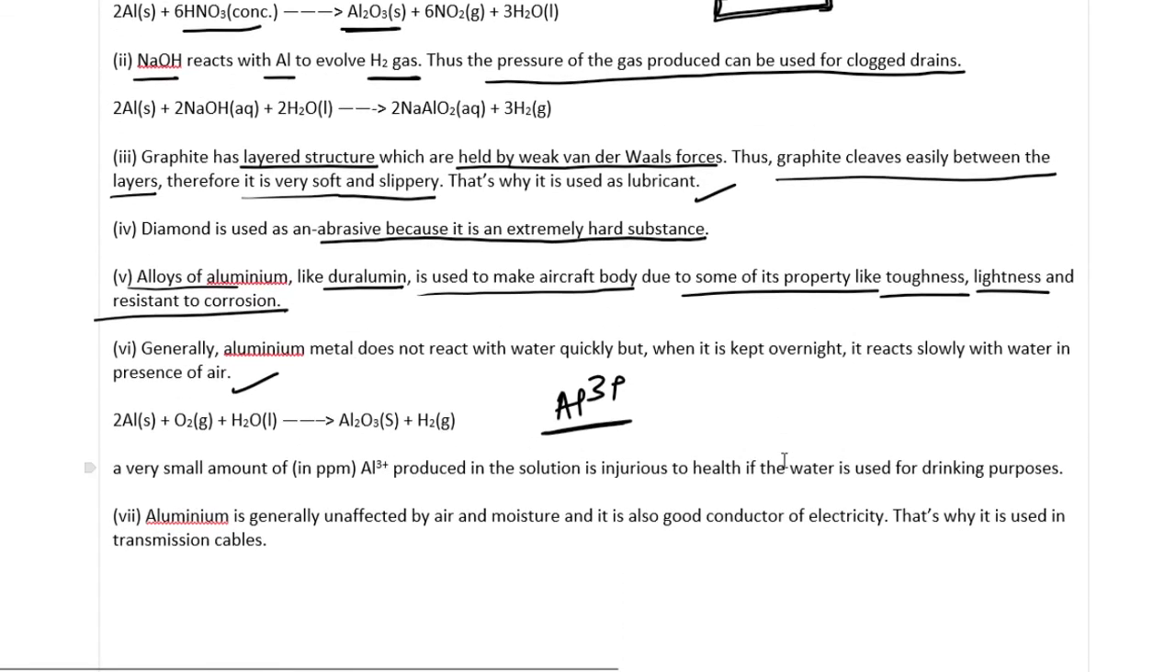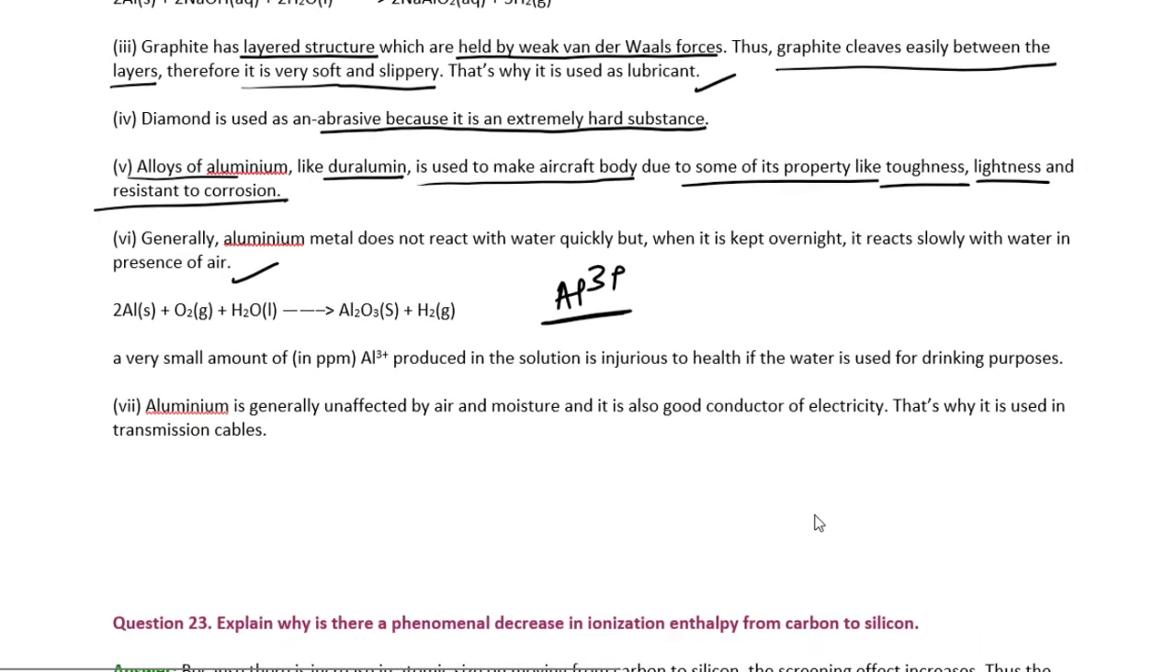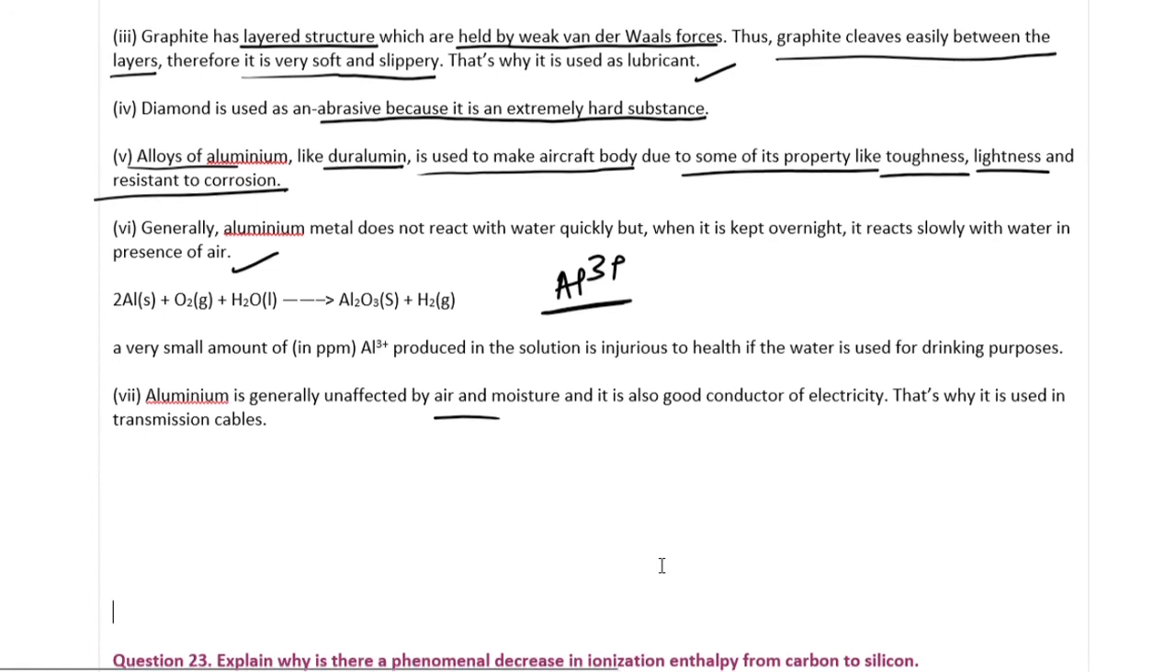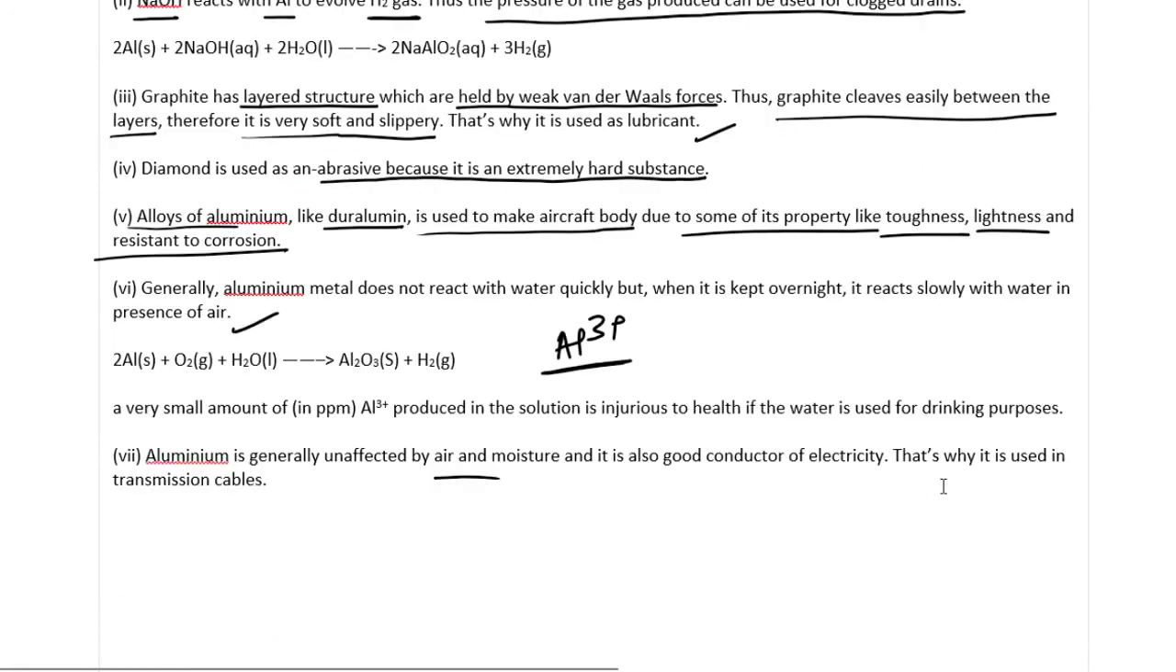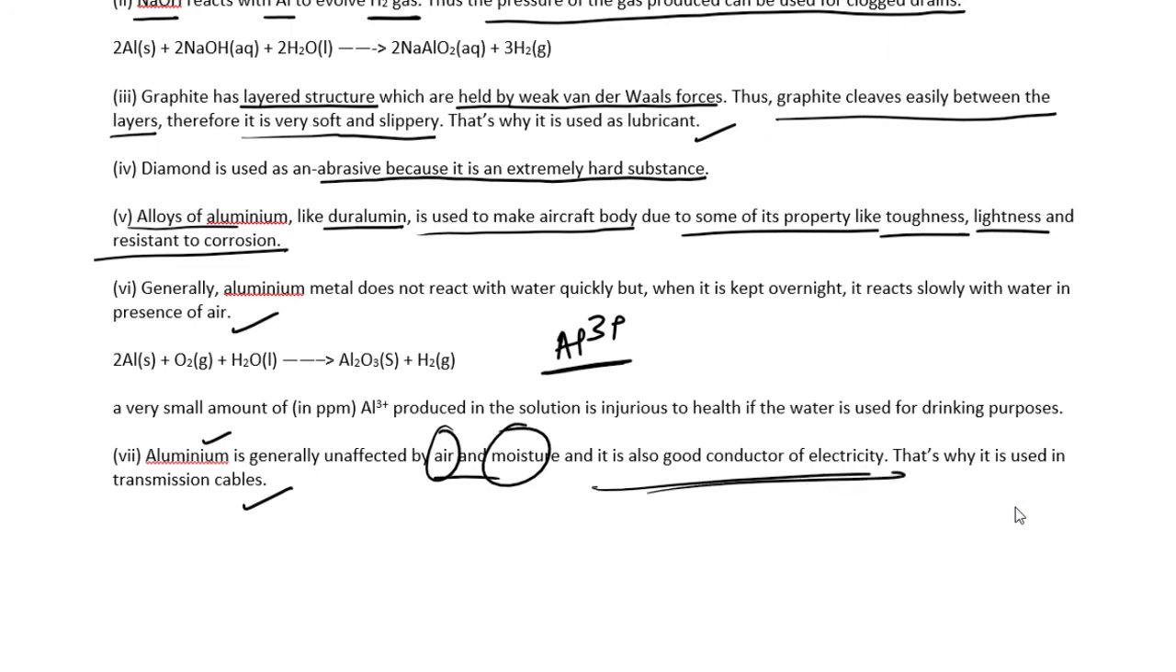Last, aluminium wire is used to make transmission cables. Yes, because aluminium is generally unaffected by air and moisture, and that's why it is also a good conductor of electricity. I told you earlier that it is resistant to corrosion. That's why it is used in transmission cables.